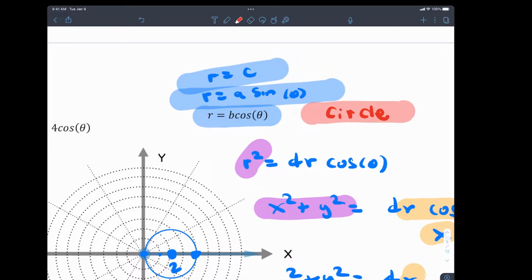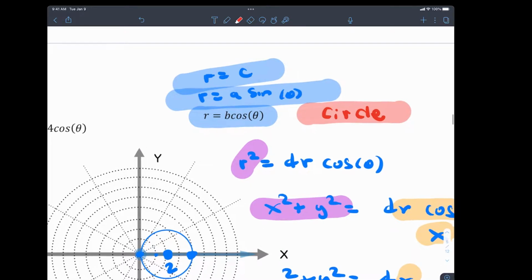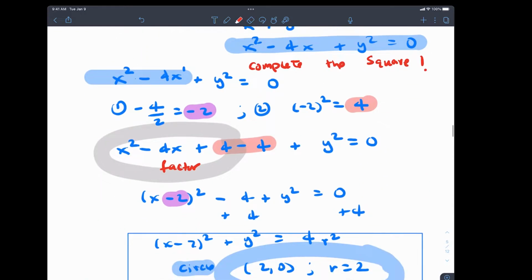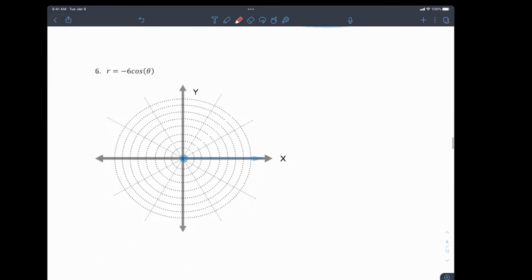Now you might say, why do I care about this? So again, when you go to other classes, they work with polar curves, and you'll start to see some of these here. And I will make sure I put some on your study guide for test number 4. Here's another example, 6.